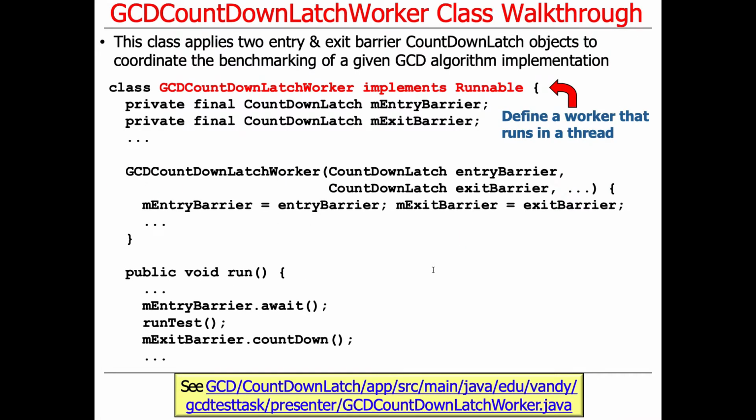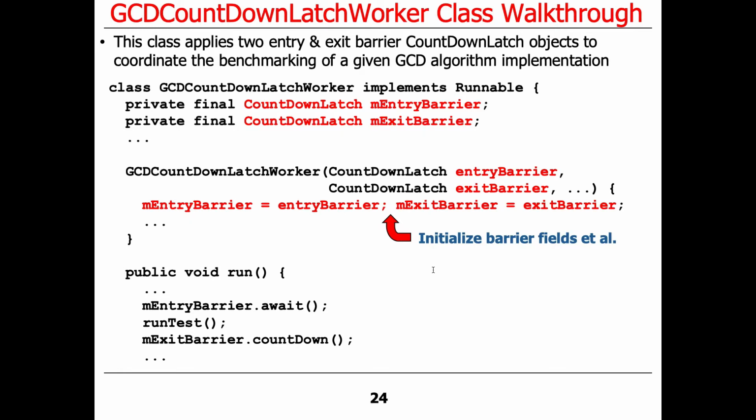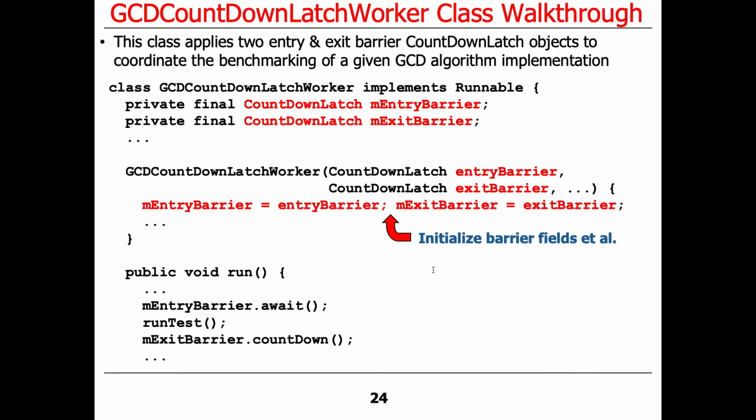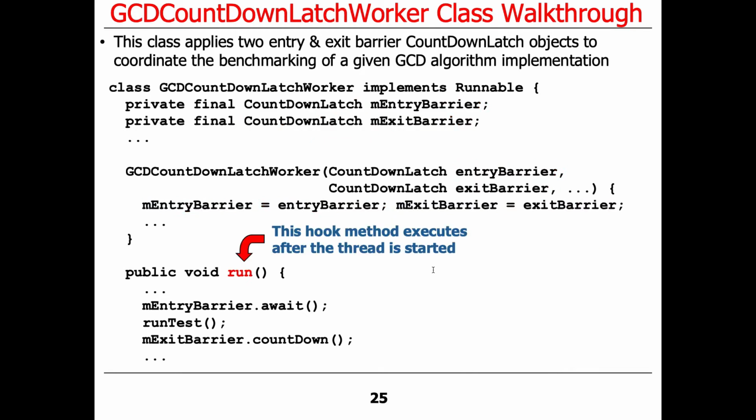Okay, here's the GCDCountDownLatchWorker class. This is the one that's actually going to be running. There'll be one instance of this for each thread. And you can see this is going to stash away the entry and exit barriers in the various fields. It also initializes other stuff like the actual algorithm to run. And then once we start the thread, the run hook method gets called back.